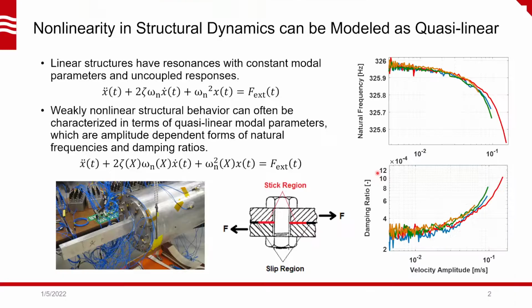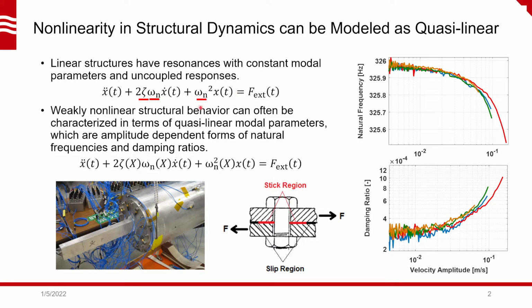So in structural dynamics, the simplest way to represent some structure is in terms of its linear modal parameters, which are its natural frequencies, damping ratios, and mode shapes. With these, you can define a set of uncoupled single degree of freedom systems that superimpose to fully define the dynamic response of that structure. So in terms of an equation of motion, the natural frequency and damping ratio are constants that define the stiffness and energy dissipation of that mode.